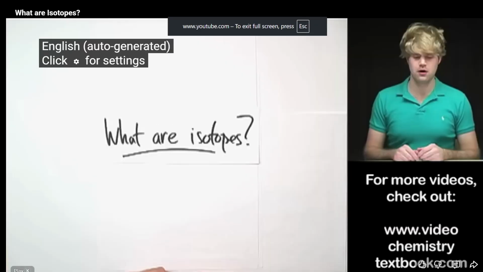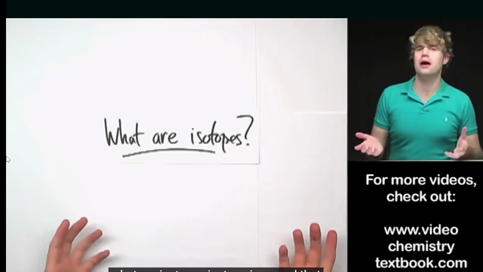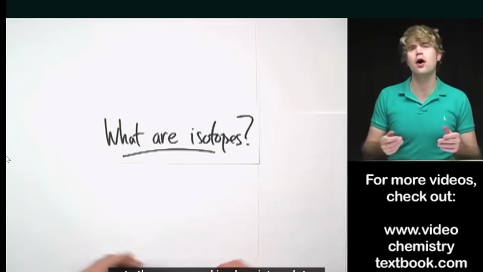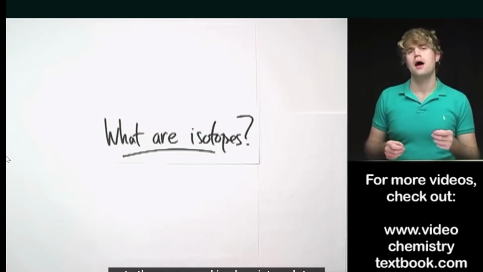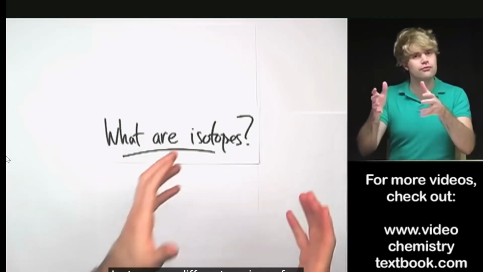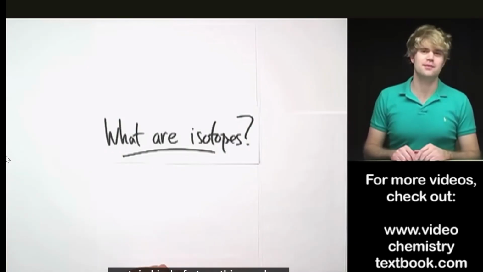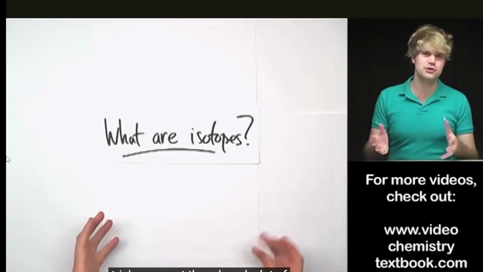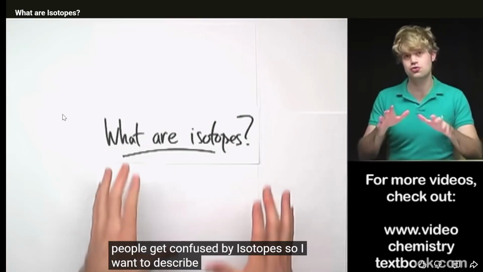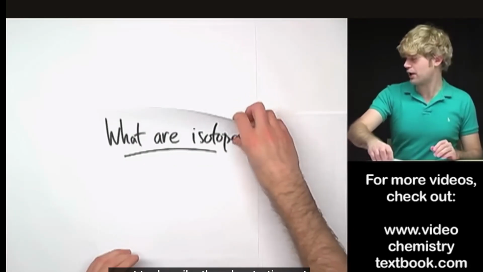What are isotopes? Isotope is a word that gets thrown around in chemistry a lot. So, what are they? Really quickly, isotopes are different versions of an element, or different versions of a certain kind of atom. This can be a tricky concept, though, and a lot of people get confused by isotopes. So I want to describe them by starting out with an analogy to cars, okay?